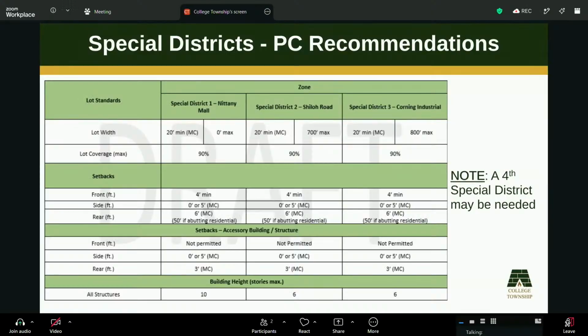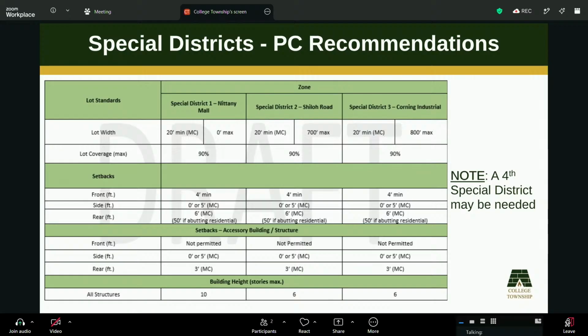So coming back to special districts, where are we? We talked about the lot width for the three existing special districts. Is there any comments, direction, concerns with those lot widths? How do you have a zero foot maximum? The property lines would be the boundary for your lot.